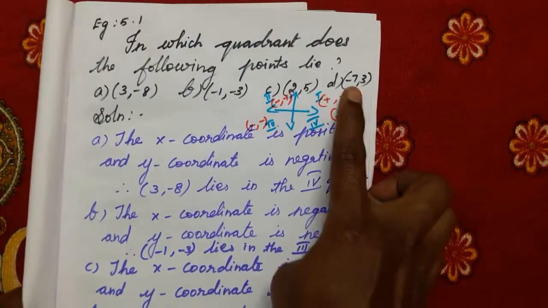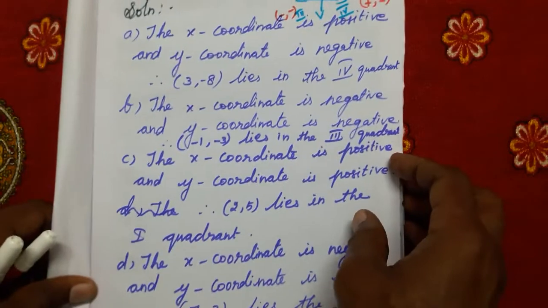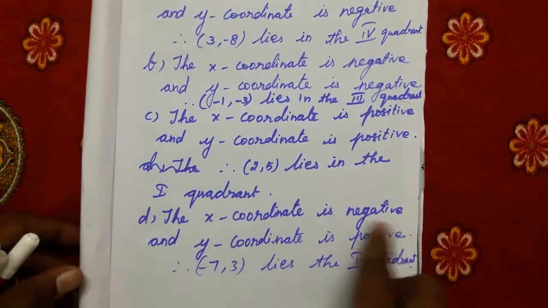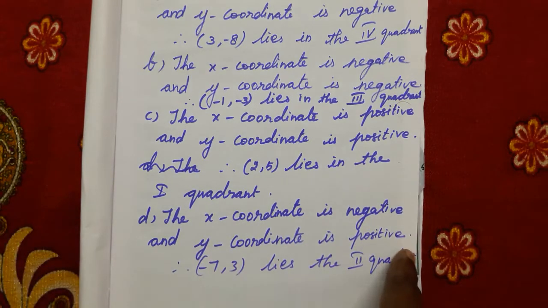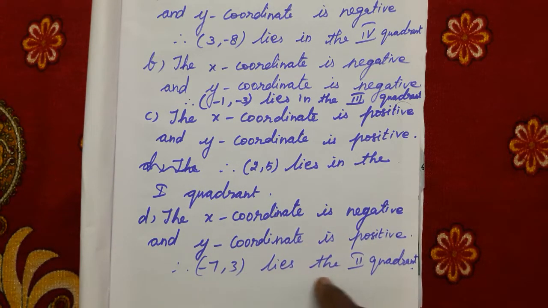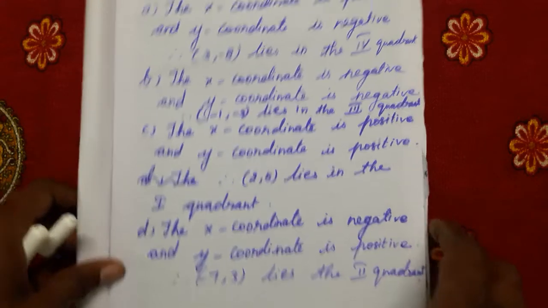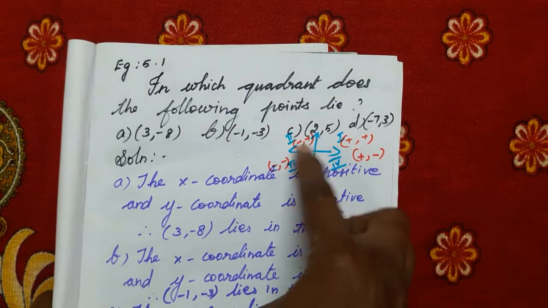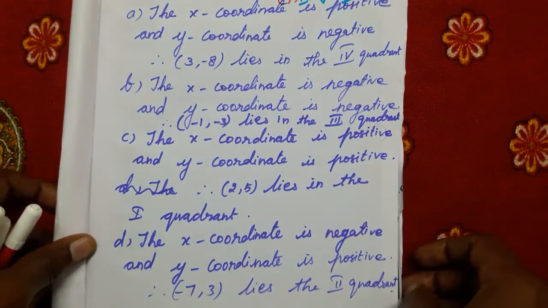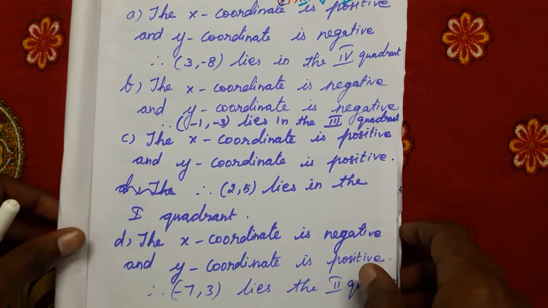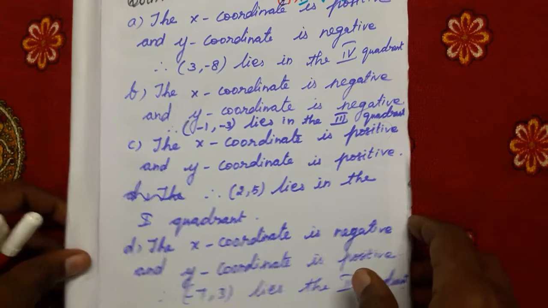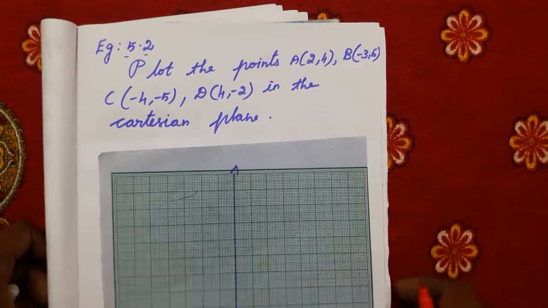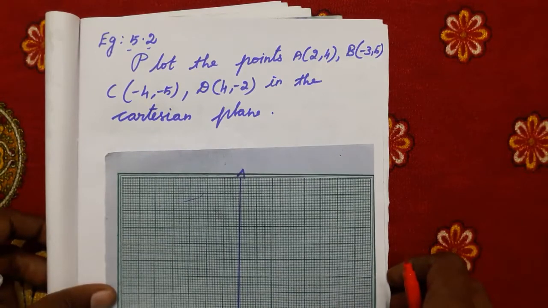Next, D. Minus 7 comma 3. The x coordinate is negative and the y coordinate is positive. Therefore, minus 7 comma 3 lies in the second quadrant, negative positive. Have you all understood this? Any doubt in this question? No doubt? Okay. Now I am going to explain example 5.2.